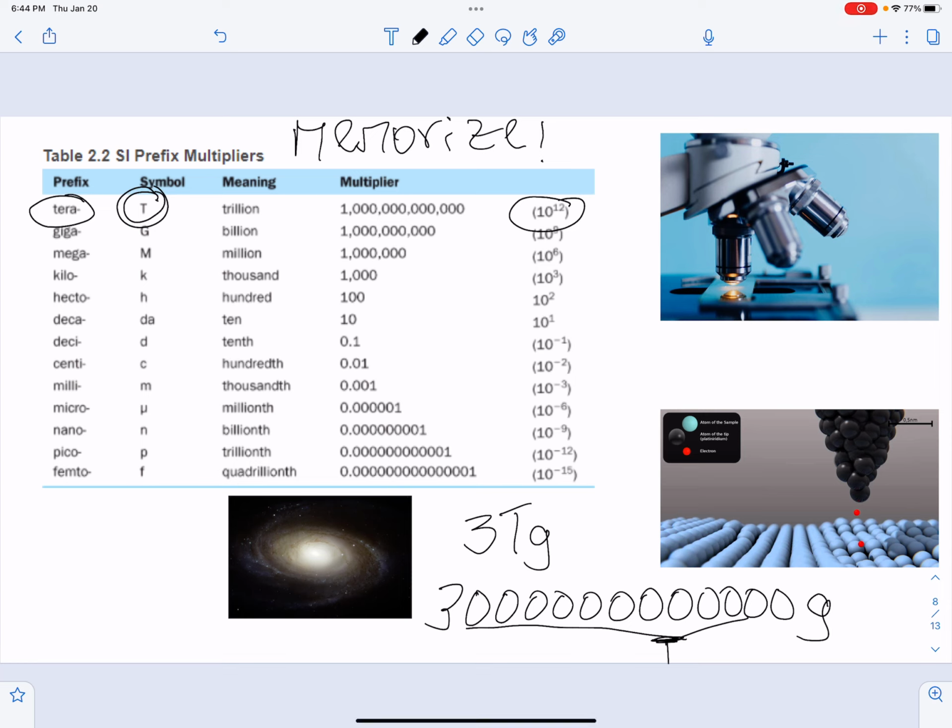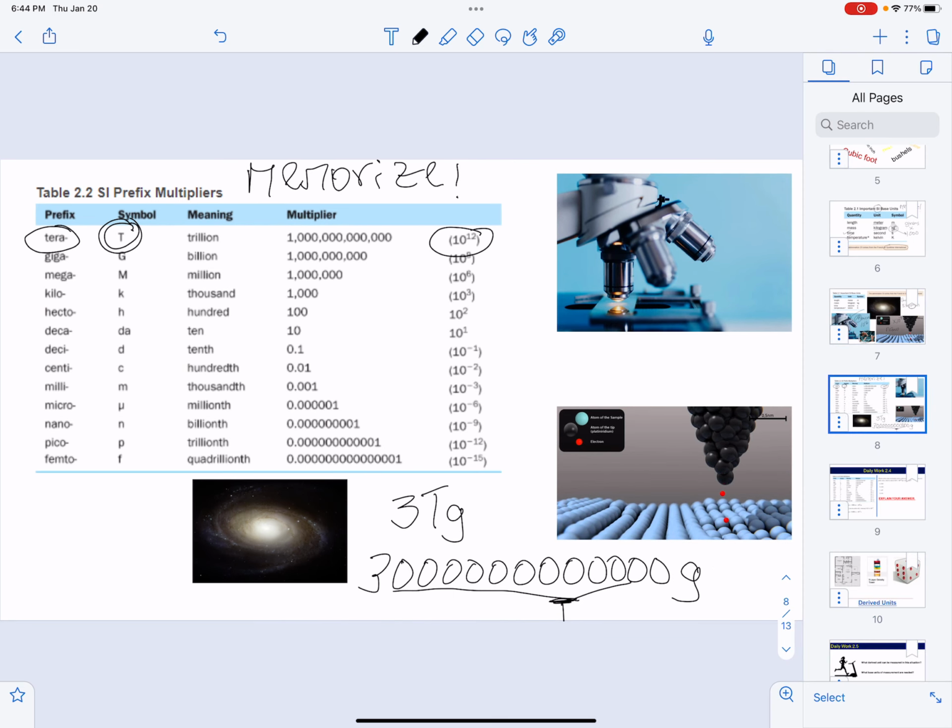Let me show you a quick way to memorize this, so your brain finds a pattern and you don't have to spend so many neurons on it. Let me show you real quick. Let me add another page so I can show that to you.